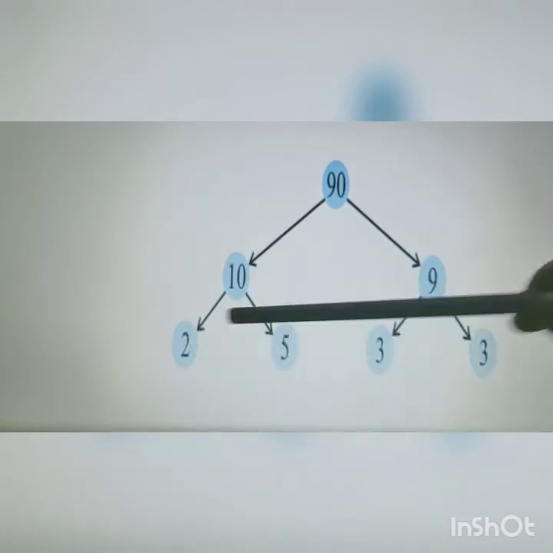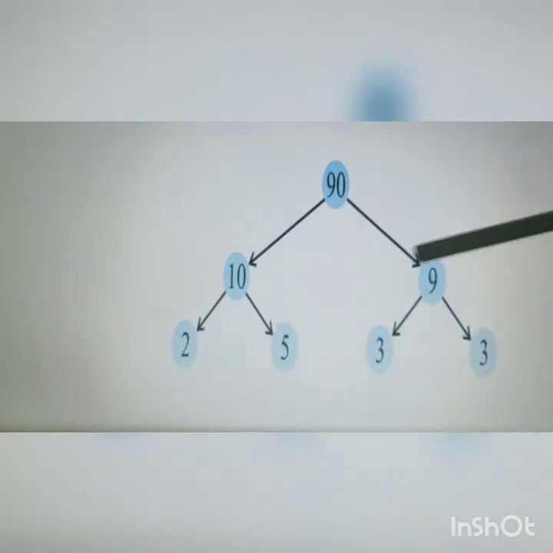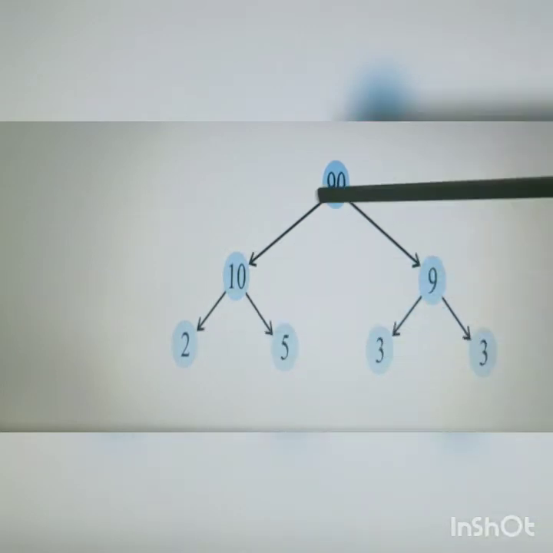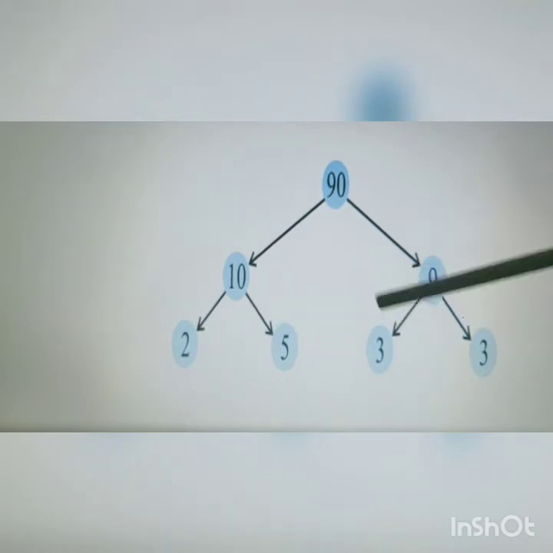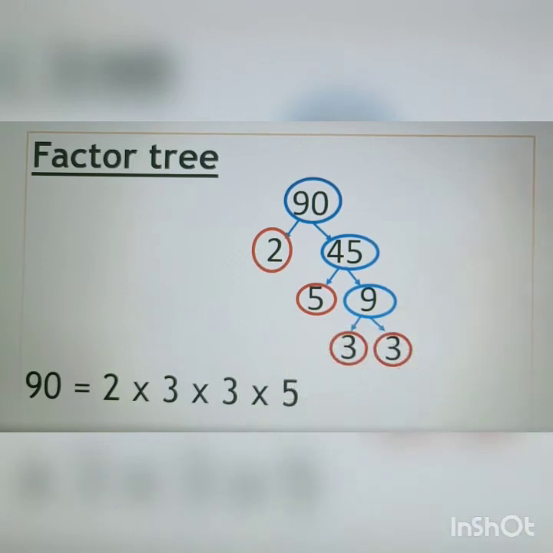10, we know 2 into 5 is equal to 10. So 2 and 5 are prime numbers. And 9 is 3 into 3. So 3 is also a prime number. So prime factors of 90 are 2, 5 and 3, and product of 90 in terms of prime factors is equal to 2 into 3 into 3 into 5.